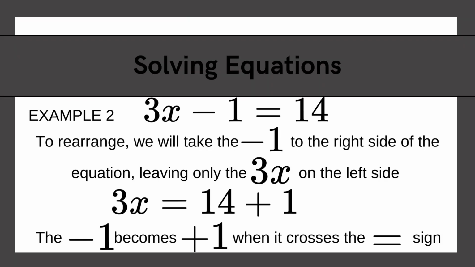Let's take a look at another example. Here we have 3x minus 1 is equal to 14. When we want to rearrange, we have only 3x as the variable in this equation, and then we have minus 1 and 14. So we take the minus 1 to the right hand side of the equation, and it becomes plus 1. So our 3x minus 1 is equal to 14 becomes 3x is equal to 14 plus 1. Because our minus 1 is crossing the equal to sign, it becomes plus 1. So 3x is equal to 15.